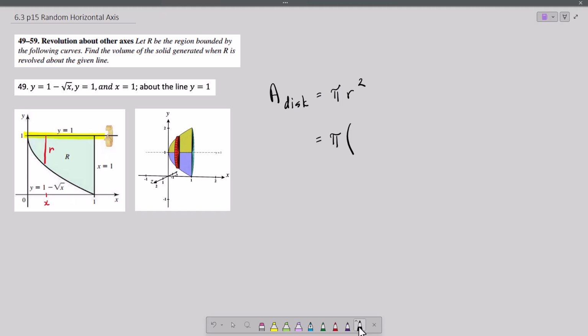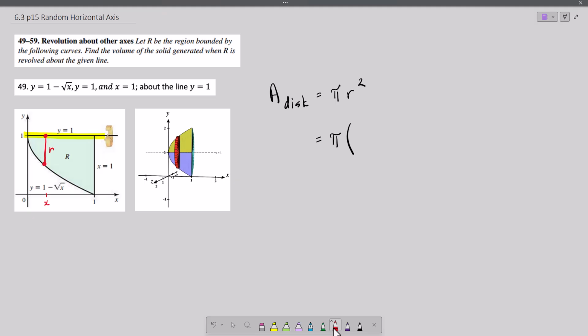This vertical element, we're measuring vertical distance. Vertical distance is upper minus lower. A lot of times when we're doing the disks around the x-axis, the function is the radius. The function is not the radius here. The radius is this distance, which is upper minus lower. This is a vertical distance right here. It's got to be positive.